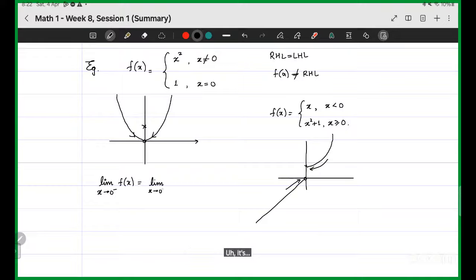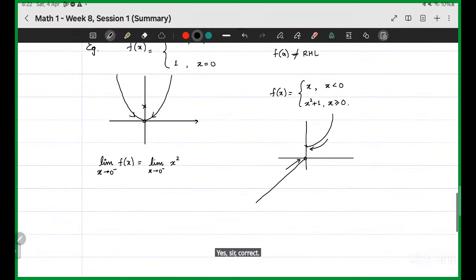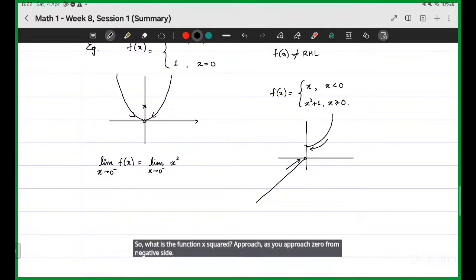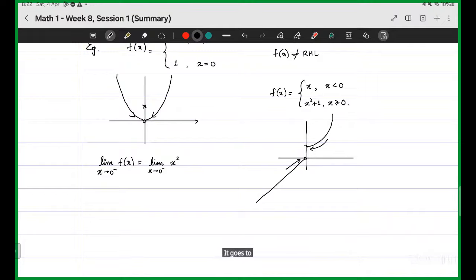It is simply x square. Yes, sir, correct. So what does the function x square approach as you approach 0 from the negative side? It goes to 0, but then there is a jump at 1.